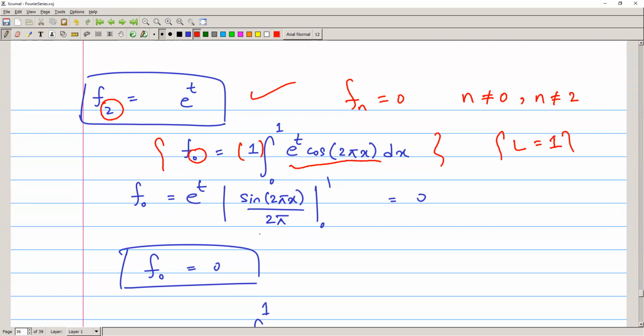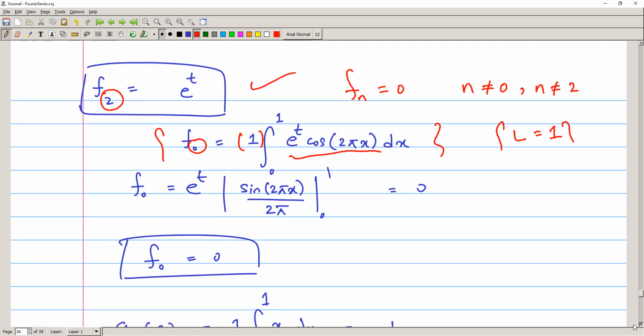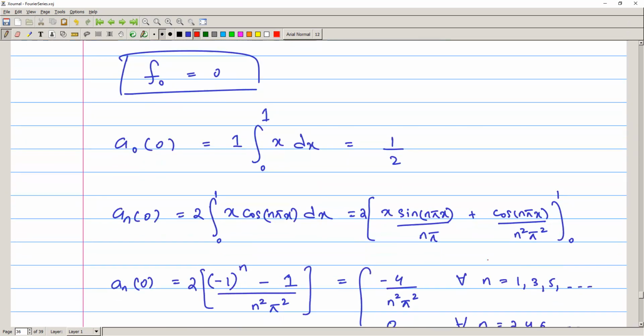So e to the power t, we can move outside the integral and we will apply the condition on this integral. So it will be 0 because sine 2 pi is 0 and sine 0 is 0. Therefore, f0 is also 0, right? So now we'll calculate a naught, a n and a2.